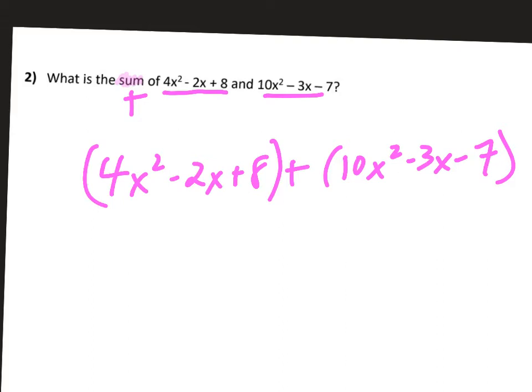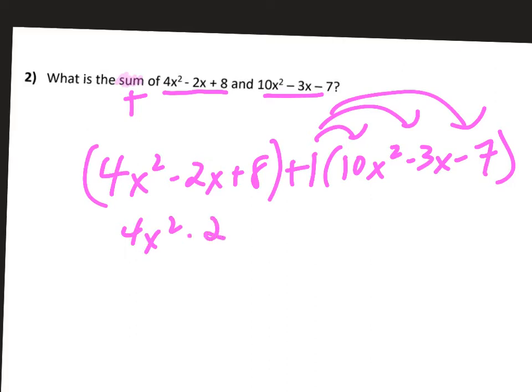So over here, when I'm adding these two expressions, I could actually just distribute a +1 because I know that there's a secret 1 hiding there. So I'm going to just multiply that 1 to everything in that parentheses. I'm going to get 4x squared minus 2x plus 8 plus 10x squared minus 3x minus 7. It stays the same. Now what I want to do is actually combine my like terms. So when I'm looking at this, I see my first term is 4x squared.